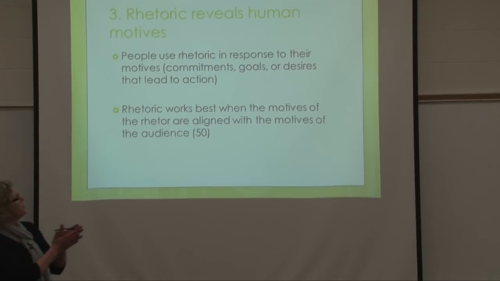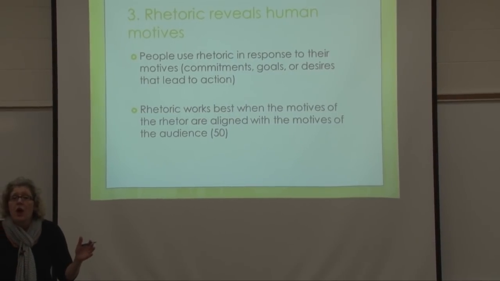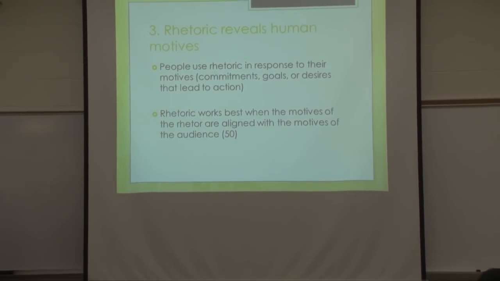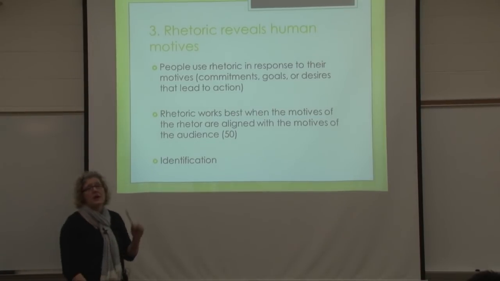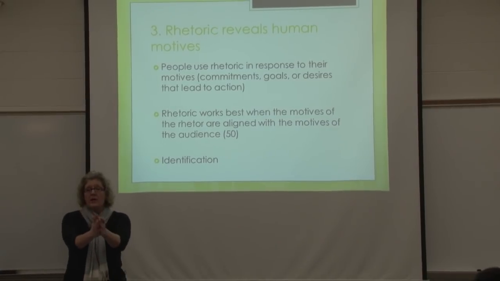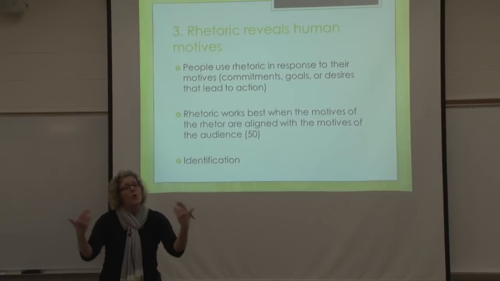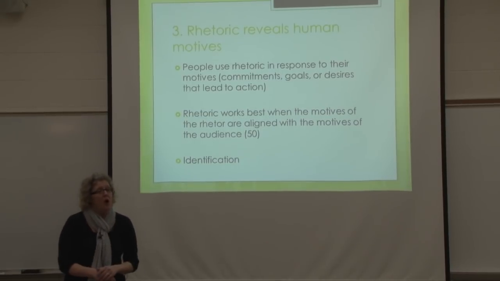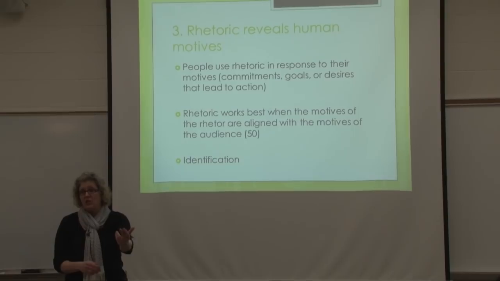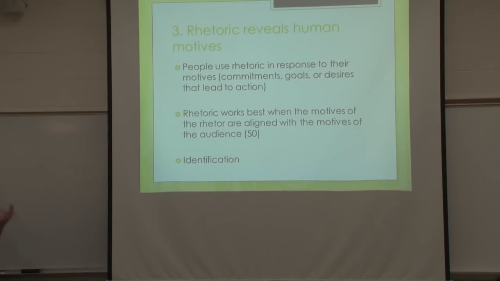Rhetoric works best when the motives of the rhetor are aligned with the motives of the audience. And this gets to that idea that we were talking about last time and that some of you tackled in your papers, identification. So that when the motives of the rhetor are sort of forged to be like those of the audience, you have identification. A bridge has been created. A conduit for persuasion has been created.